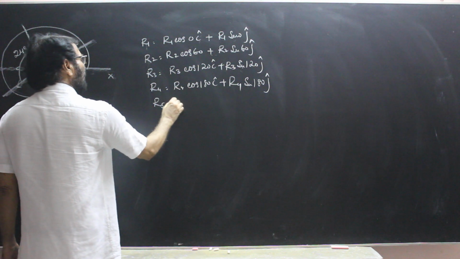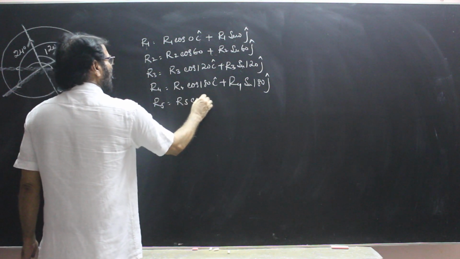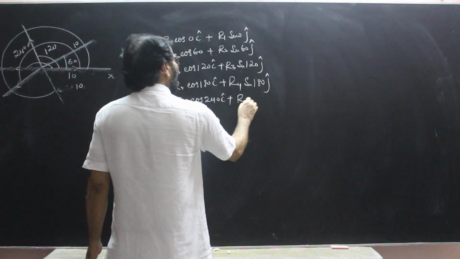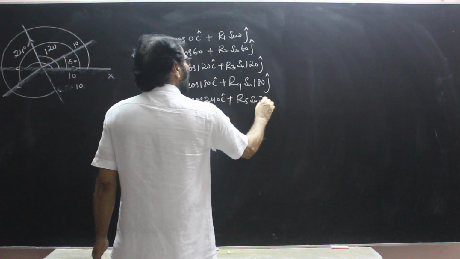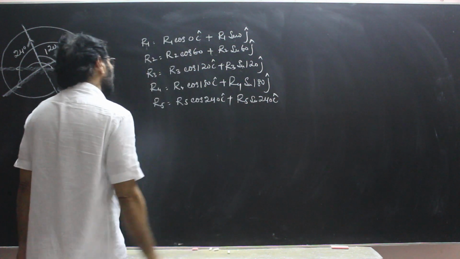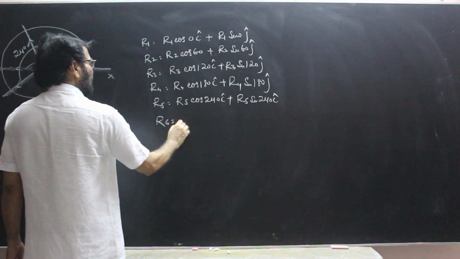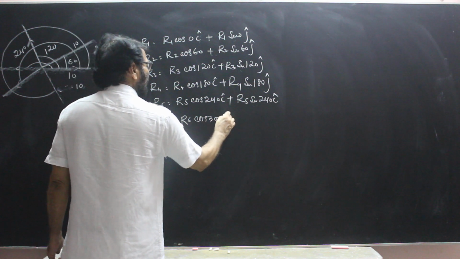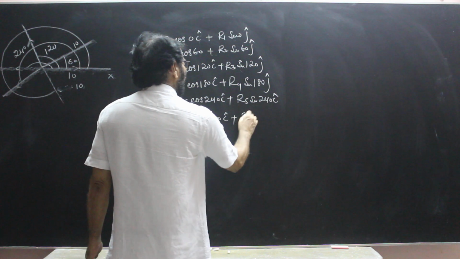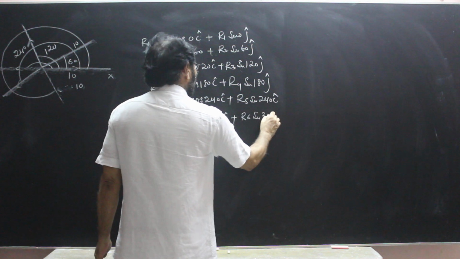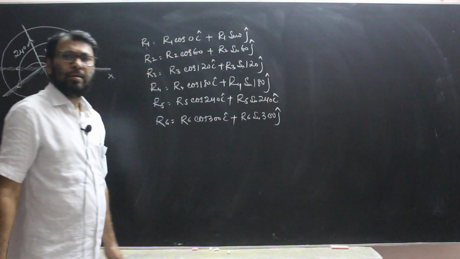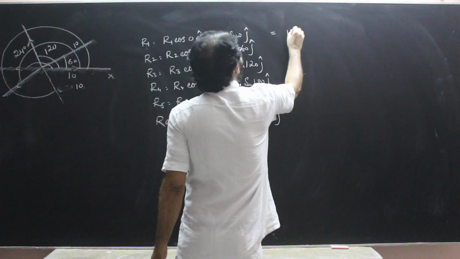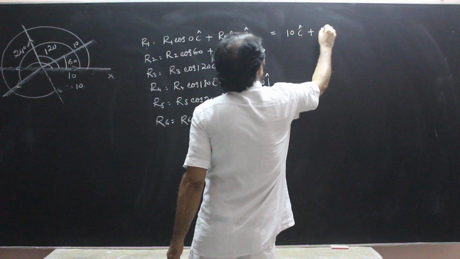R5 is R5 cos 240 i plus R5 sin 240 j, and R6 is R6 cos 300 i plus R6 sin 300 j. Now each vector has magnitude 10 unit, so it can be written as 10i plus 0j.